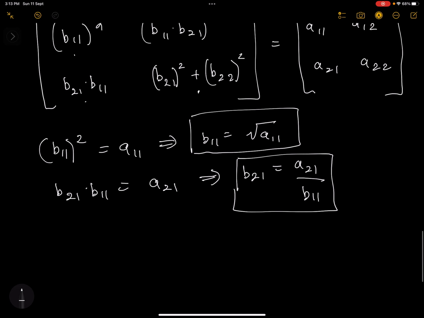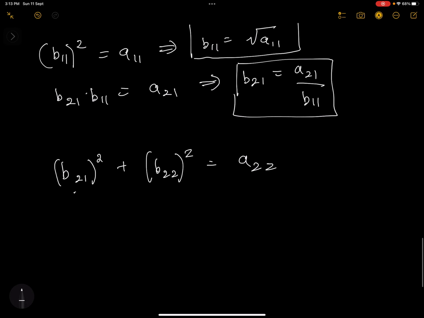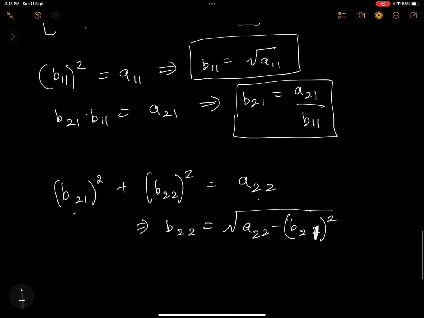Now we can solve for the third bit, which is B21 squared plus B22 squared is equal to A22. Given that we already solved for B21 and we know the value of A22 from the original matrix, this implies that B22 is equal to root of A22 minus B21 squared, right?